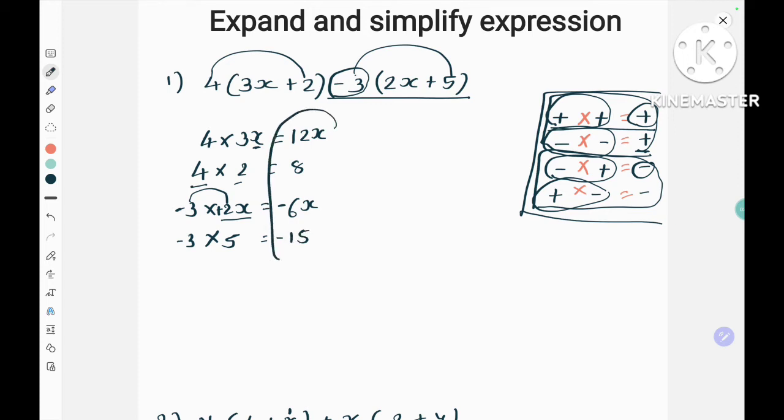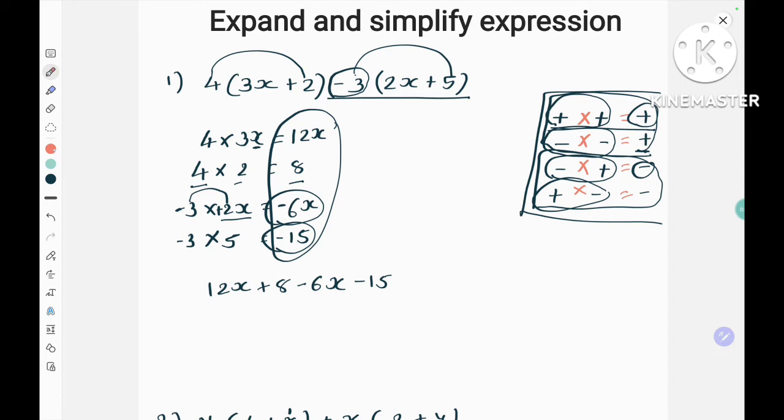Okay, let's write all 4 terms in one row and then simplify. So 12x plus this 8, which is a positive 8. The 6x is negative, so in front of 6 is a minus sign. Also 15 is negative, so in front of 15 we put the minus sign.